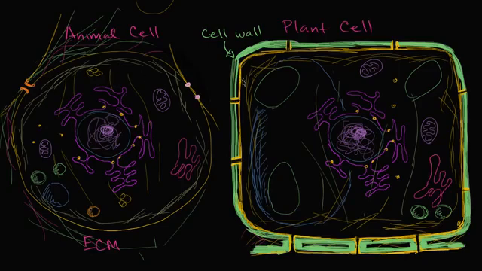Now, if we go one layer deeper, we get to the plasma membrane, the cellular membrane, and we see that that is common to both. The animal cell is going to have a plasma membrane, and the plant cell is going to have a plasma membrane. And they actually can both have tunnels between neighboring cells. We studied that in the cell wall video for plant cells.